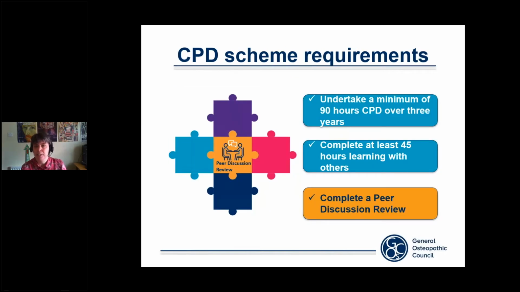So in terms of the CPD requirements, we have three main points there on the screen. You need to undertake a minimum of 90 hours across that 3-year cycle, and at least 45 hours of those need to be learning with others hours. And then towards the end of the 3-year cycle, we're asking you to complete a peer discussion review. And some of you may be aware we already have a video on the peer discussion review, which takes you through that in more detail. For those of you that haven't seen that yet, you may want to look at that after the session as well.